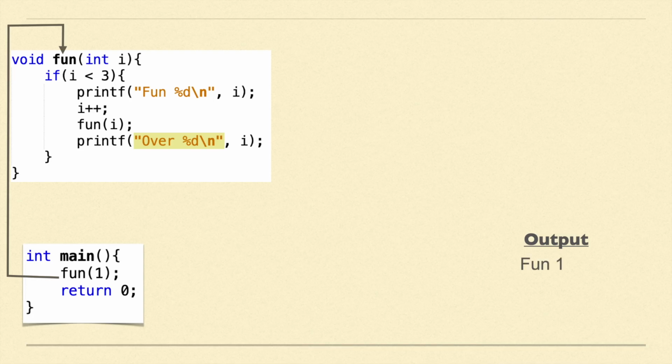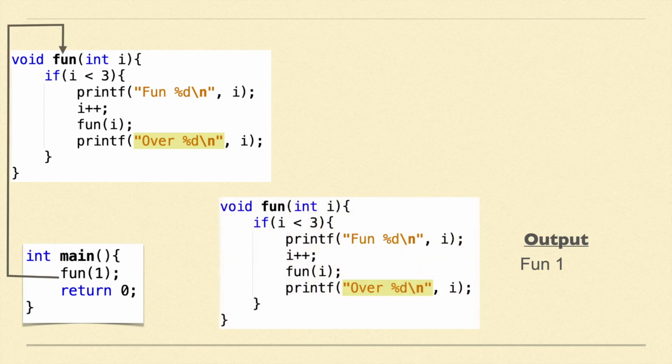Now it checks 1 less than 3, display fun 1. So this is the output now. Then increment the value of I, it becomes 2, then fun of 2. So call the same function, that is called recursive function. A function calls itself. Now for a better understanding, I am reproducing the fun like this with the same content.